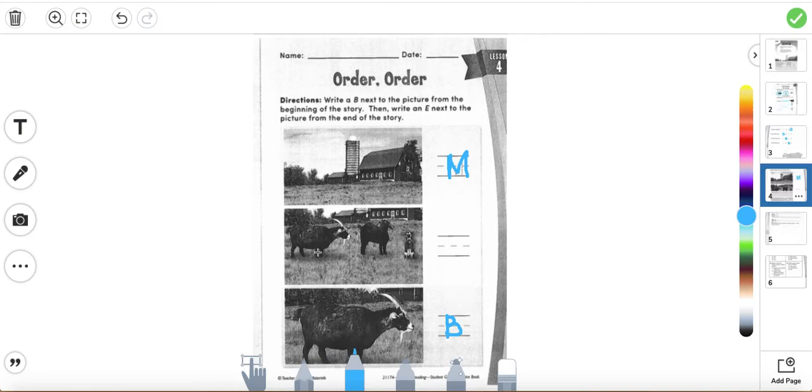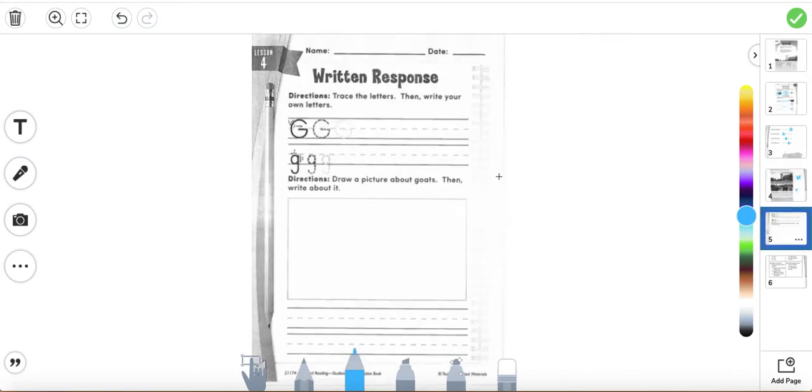And the middle picture shows us the pictures of all the goats, and that this is where they are naming them. So this will be the end of our story. So go ahead and draw your E for end. So this happened the beginning, middle, and end of the story. So let's move on to the next page.